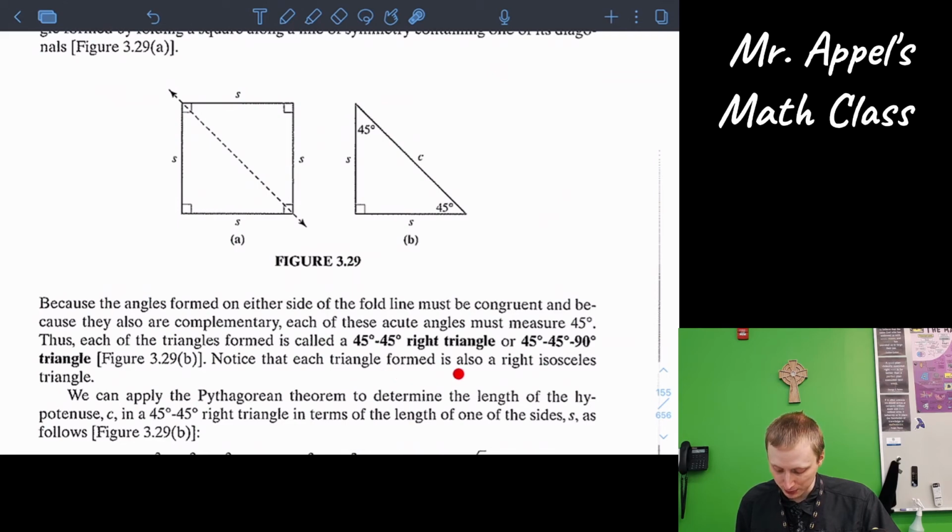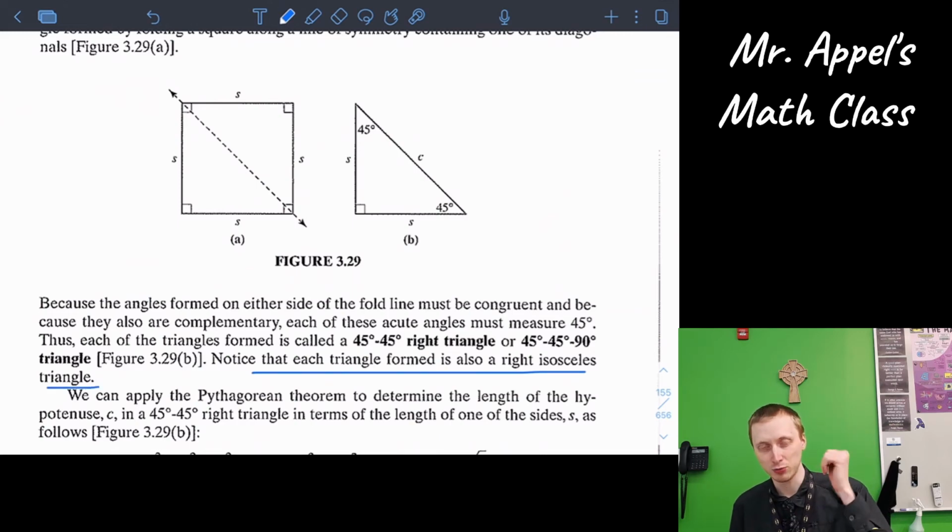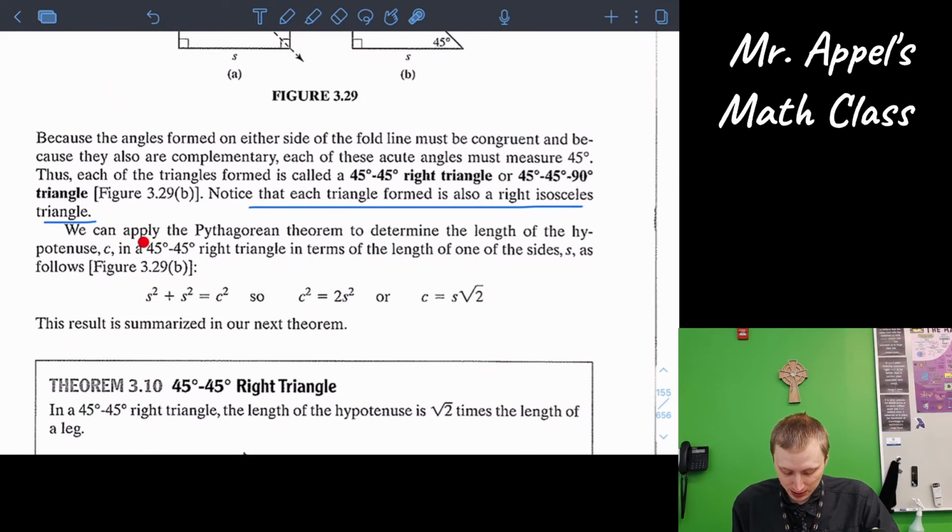Notice that each triangle formed is also a right isosceles. That's good to remember. This is the one and only right isosceles triangle. It is the special 45-45-90. We can once again apply the Pythagorean theorem to determine the length of the hypotenuse c in a 45-45 right triangle in terms of the length of one of its sides, s, as follows. Since s squared plus s squared will equal c squared, that is 2s squared, so c would be s times the square root of 2.